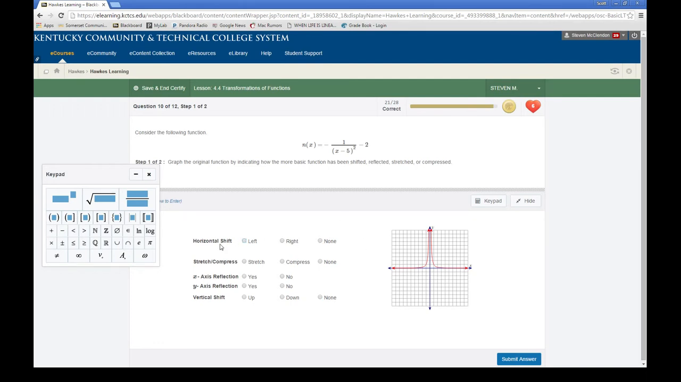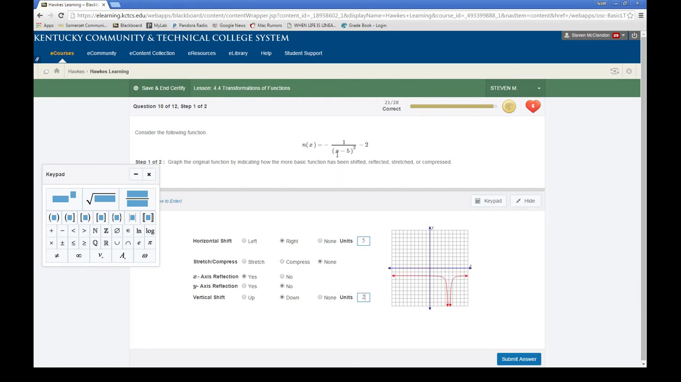Let's try this one. Let's see, we're going to shift, horizontal shift. Negative 5 is a horizontal shift because it's inside the parentheses. It says negative, so that's to the right 5. It's backwards. Stretch, compress. There is no multiplying by a fraction or whole number, so there's none. X-axis reflection. Well, that negative is a reflection, and it's on the outside. It's not on the x. It's out here on the outside, so it is an x-axis reflection. There's no negative on this x, so that's no for y-axis. And that negative 2 is a vertical shift down 2. It's the way you think. It says negative 2, so you go down 2.